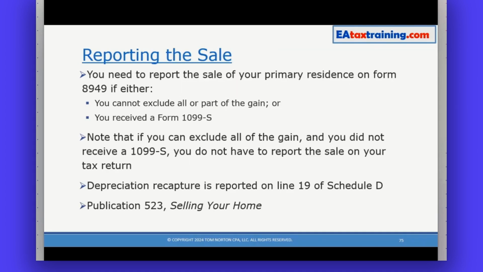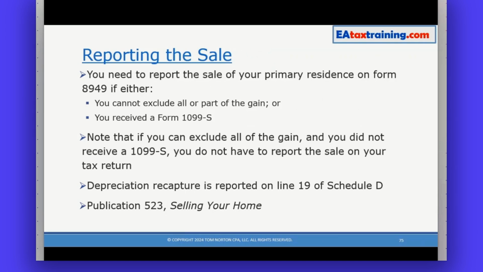Reporting the sale of a home. You need to report the sale of your primary residence on Form 8949 if either of these two conditions is met. Either you cannot exclude all or part of the gain, or you received a Form 1099-S. So a 1099-S will usually come from the title company, or whatever entity did the closing on the property. We'll just call it the title company.